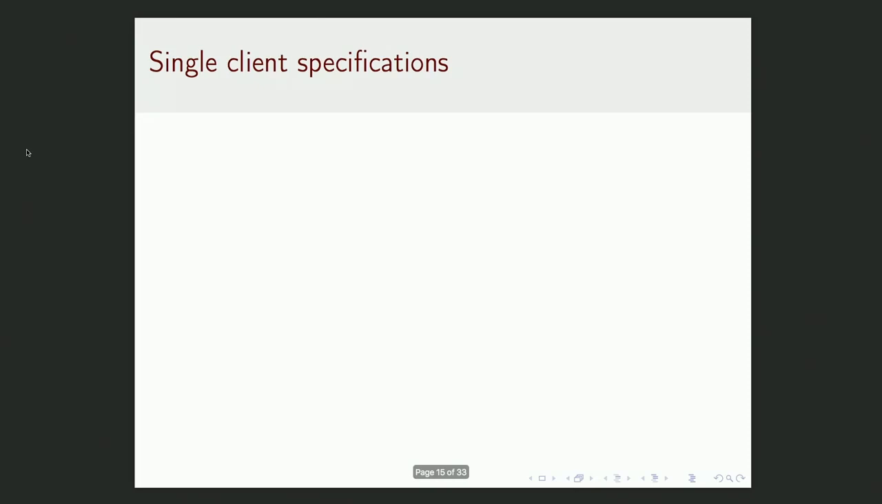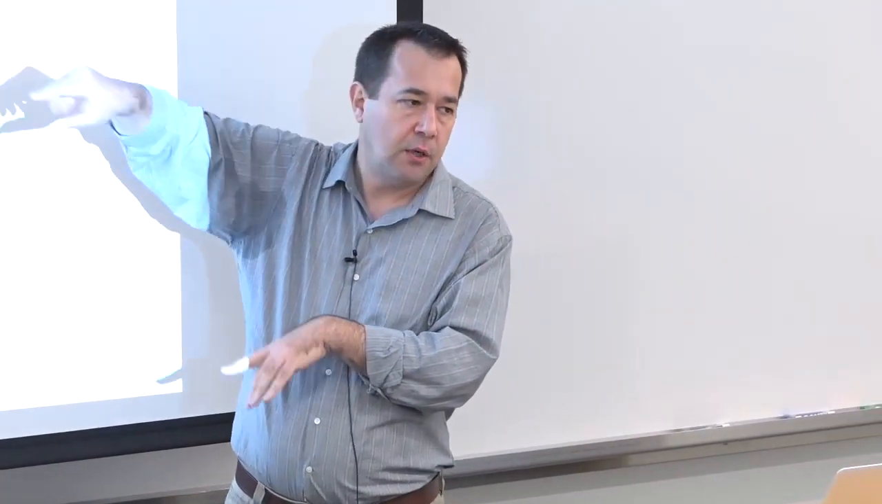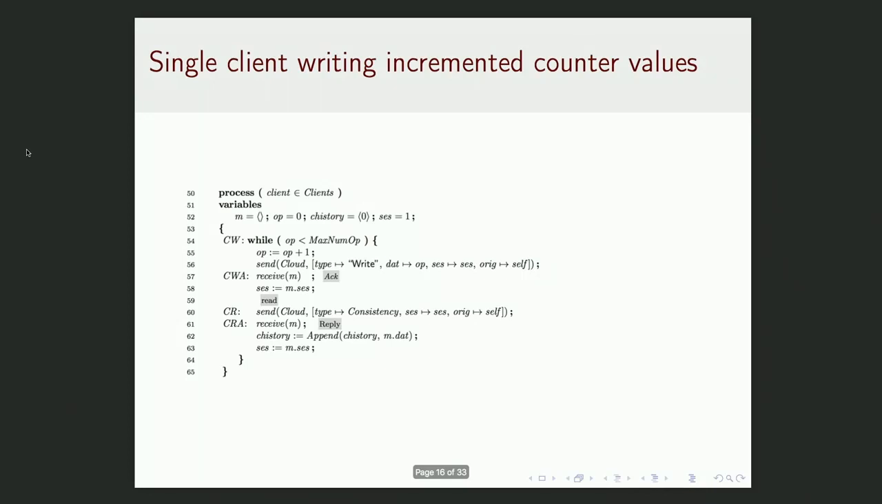So to ease our way into this, we start with saying, let's say that there is only a single client, and for the database, we model a single process. What do these consistency levels mean? Okay, so this is PlusCal. This is very easy to read because it's pseudocode. You can understand the things going on.